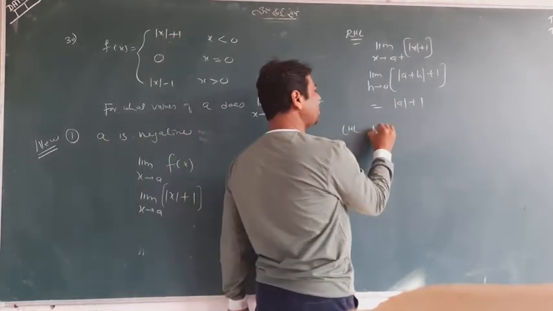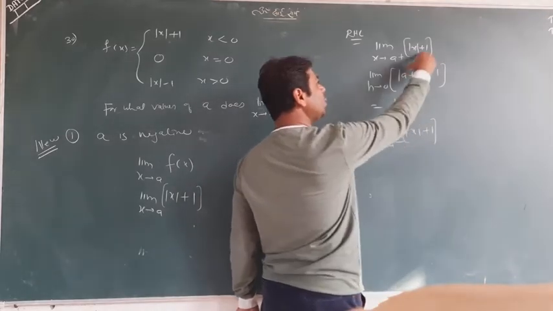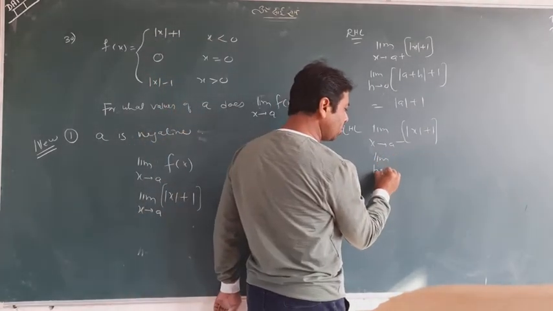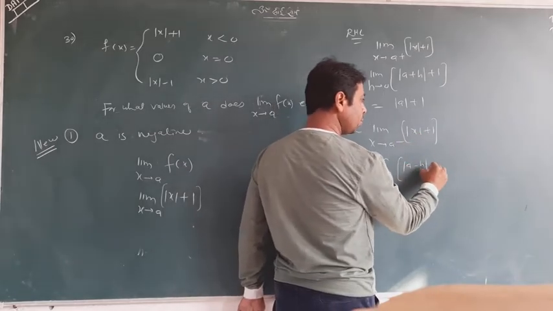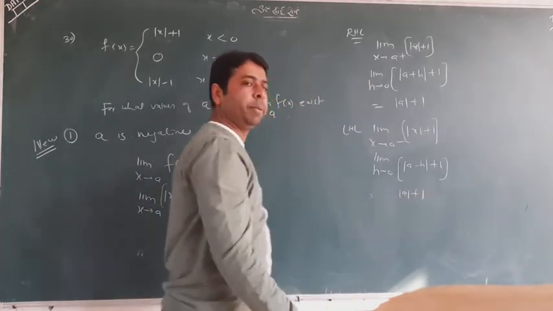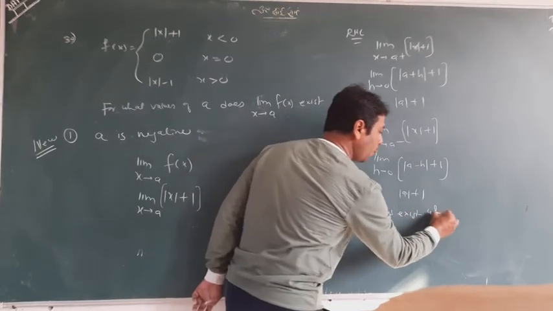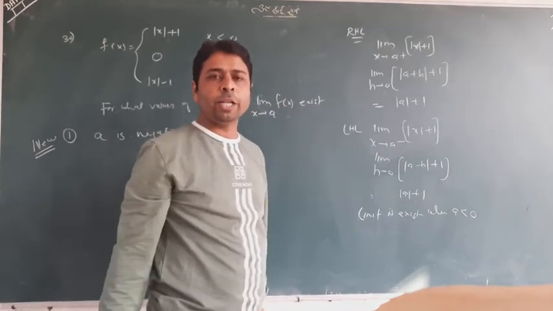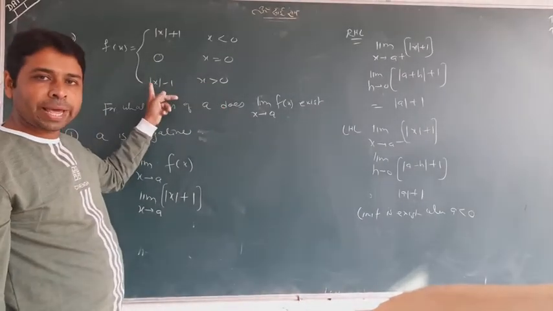The left hand limit will also be the same. Why? Remember my sentence: the function is not changing, so the limit will be the same. If you go with h tends to 0, instead of x you write a minus h, plus 1. Put h tends to 0, you will get mod a plus 1. That's the same, so the limit exists when a is negative. Now when a is positive, what will be the function? This one, when x greater than 0.